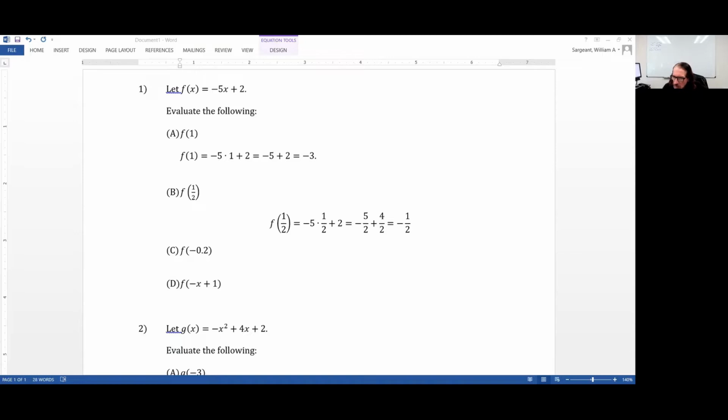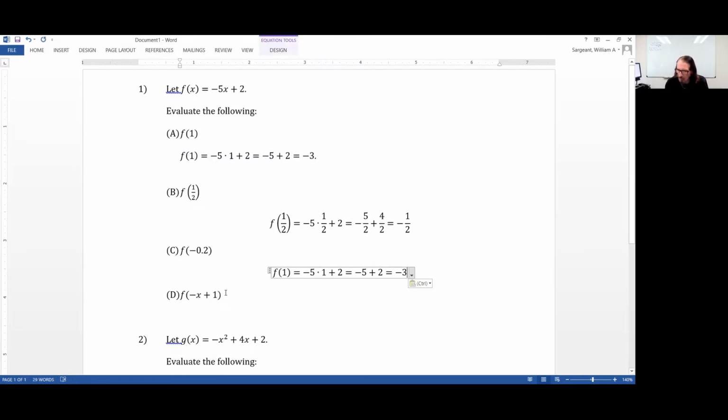All right, so let's see the next part. Plug in negative 0.2 for x. Since that is given as a decimal, then it should be acceptable to write our answer in decimal form. Negative 0.2.